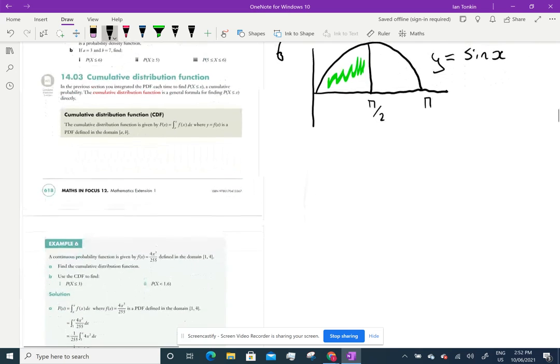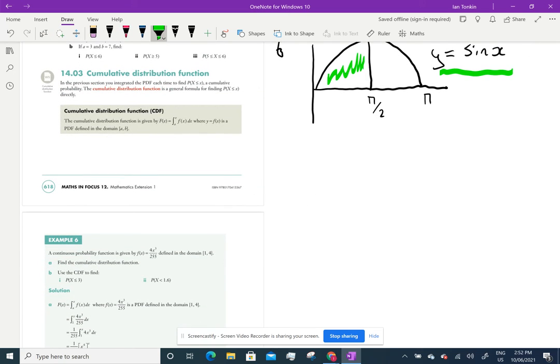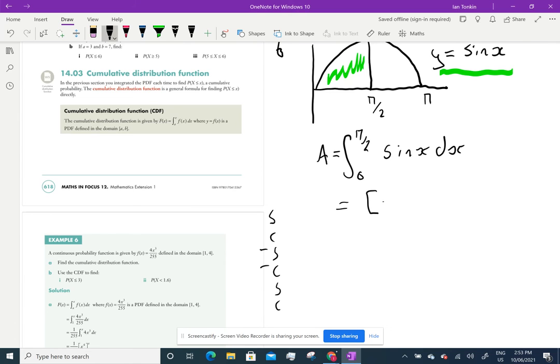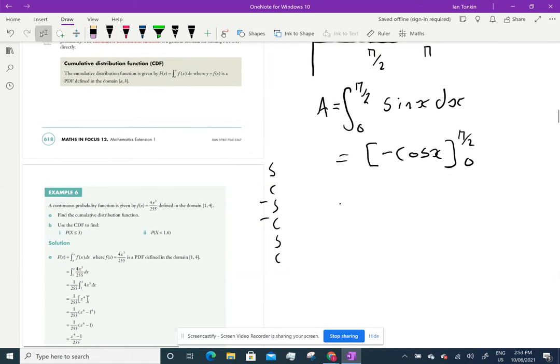And y equals sine x will be a probability density function if the area from 0 to pi on 2 equals 1. Well, let's find out what it is. So sine, cos, sine, cos, negative, negative. The integral of sine x is negative cos x, from 0 to pi on 2. So that's negative cos pi on 2 minus negative cos 0.